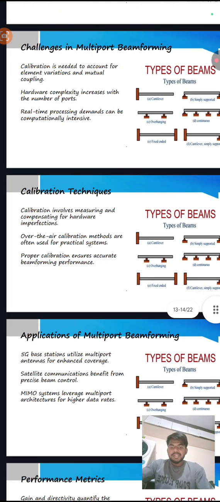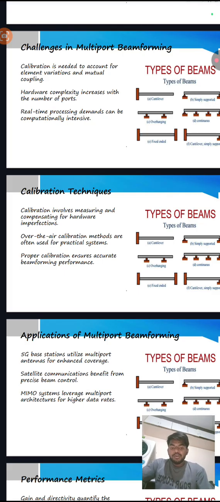Calibration techniques. Calibration involves measuring and compensating for hardware imperfections. Over-the-air calibration methods are often used for practical systems. Proper calibration ensures accurate beamforming performance.